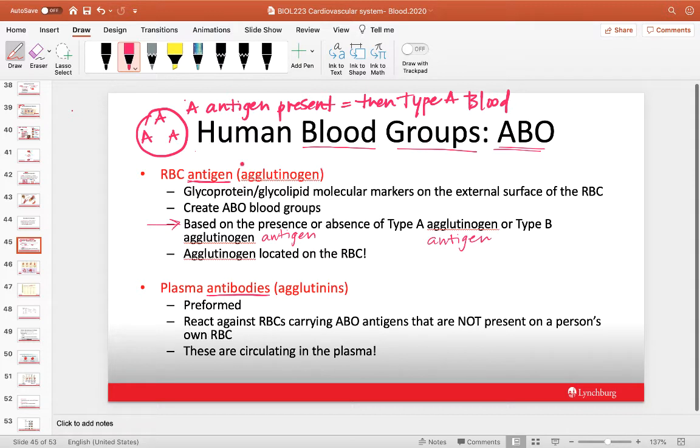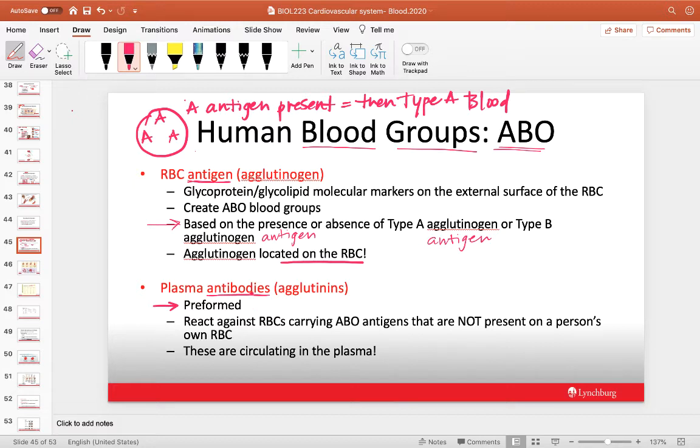It is important to remember that the antigens are located on the surface of the red blood cell, because when we get to antibodies, it's a little different. Now, what we have is antibodies that are located in the plasma, so they're going to be circulating around that red blood cell. And in the ABO blood grouping, these antibodies are preformed, meaning that you don't have to be exposed to the foreign antigen in order to form them. You are basically born with them.